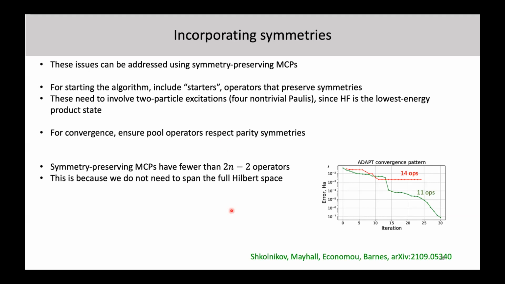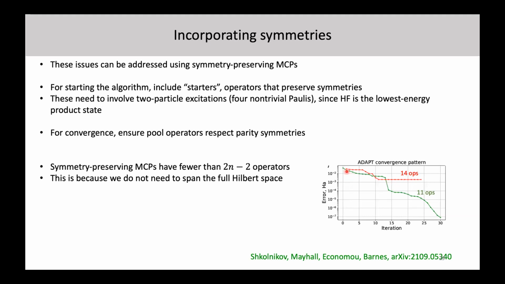So we no longer need to go from an arbitrary state in Hilbert space to any other state using these pool operators. We only have to go from a state within the symmetry subspace to another state in the same subspace. And so, for example, in the case of this H4 molecule example, the red curve is what I showed you on the previous slide, where ADAPT got stuck because it had the wrong types of pool operators, the ones that did not respect the symmetries of H4.